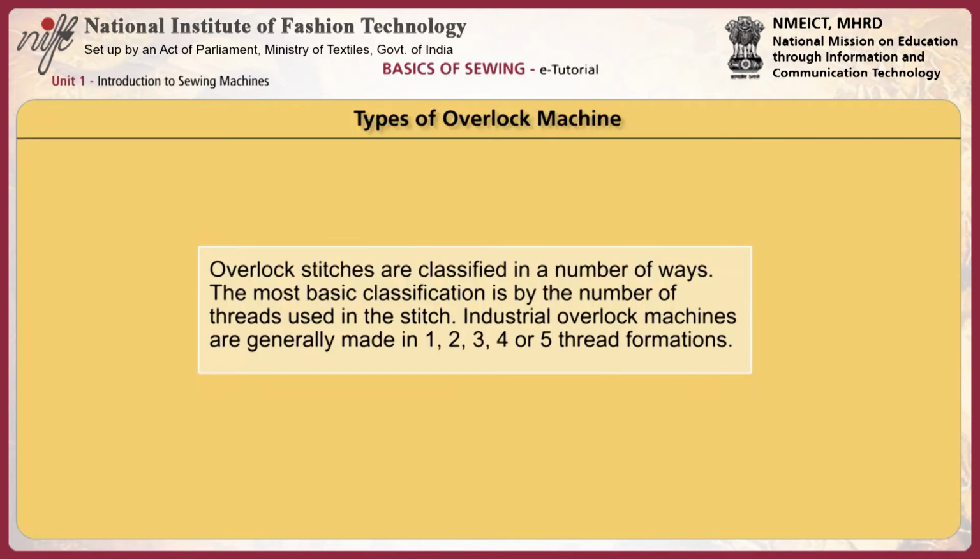Overlock stitches are classified in a number of ways. The most basic classification is by the number of threads used in the stitches. Industrial overlock machines are generally made in 1, 2, 3, 4 and 5 thread formations. Each of these formations has unique uses and benefits.